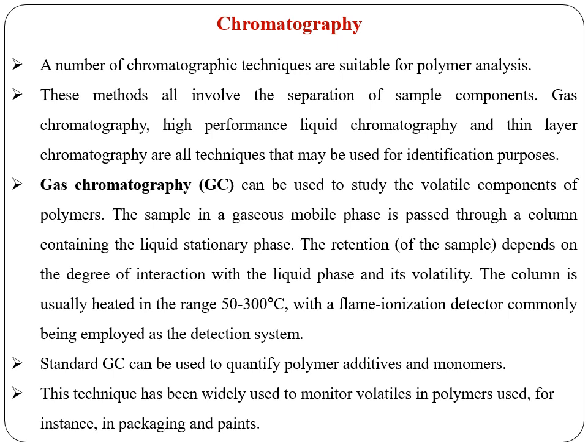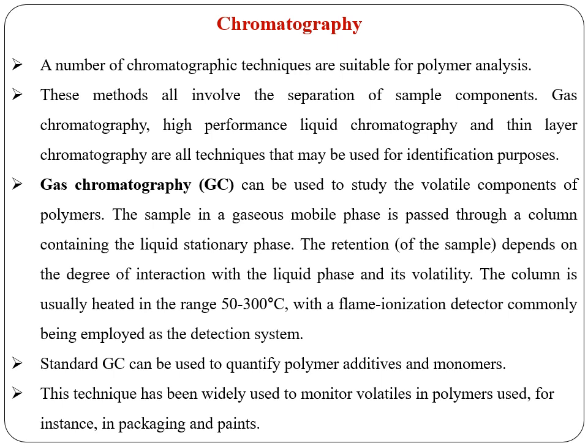Gas chromatography can be used to study the volatile components of the polymers. The sample in a gaseous mobile phase is passed through a column containing the liquid stationary phase. The retention of the sample depends on the degree of interaction with the liquid phase and its volatility. The column is usually heated in the range of 50 to 300 degrees Celsius with a flame ionization detector commonly being employed as the detection system.